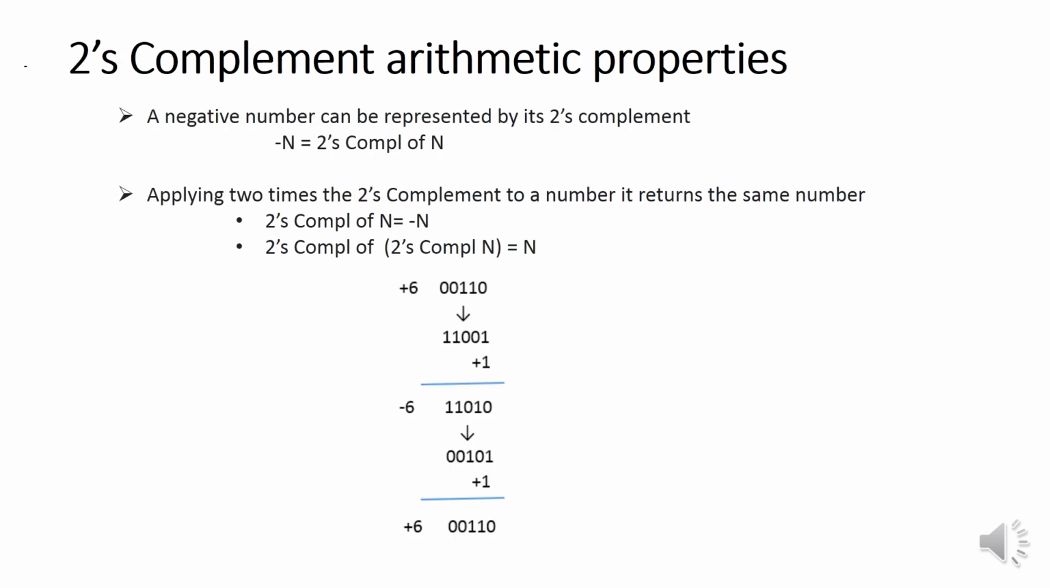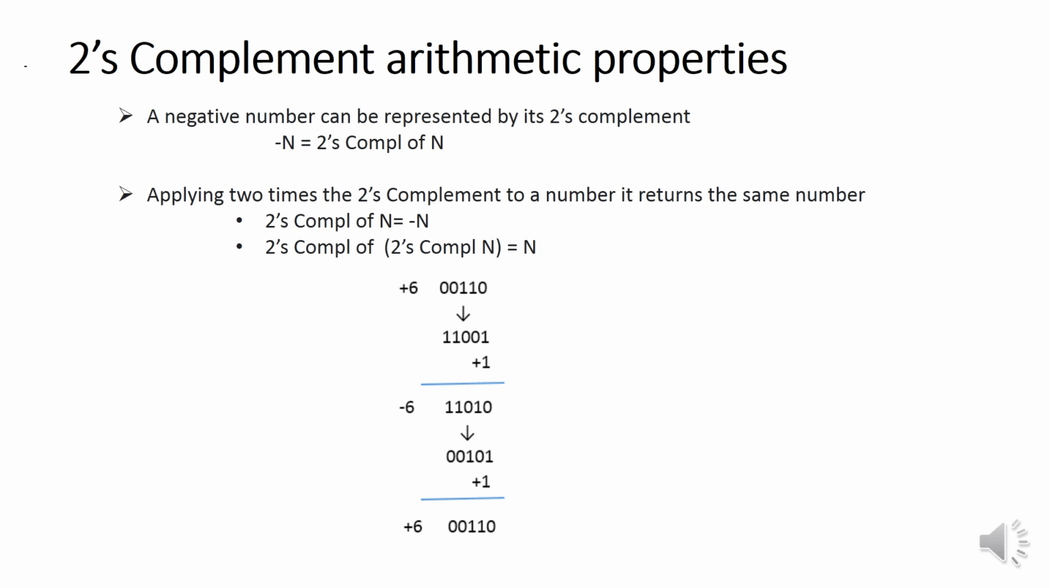Now I will talk about the 2's complement arithmetic properties. The first is that any negative binary number can be represented by its 2's complement. So, minus n and the 2's complement of n is the same. And the second is that if we apply 2 times the 2's complement to a number, we come back to the same number. That means 2's complement of n is equal to minus n. And 2's complement of minus n is equal to n.